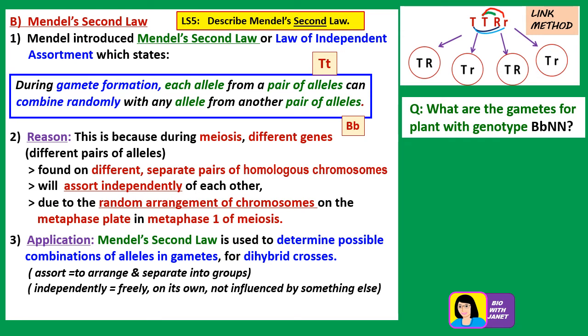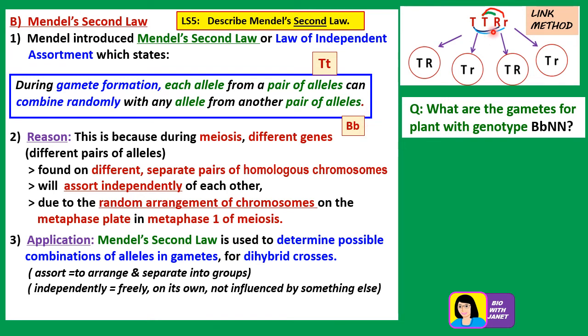Finally, as a conclusion, let's look at Mendel's second law. Mendel introduced Mendel's second law, or the law of independent assortment, which is related to dihybrid inheritance. It states that during gamete formation, each allele from a pair of alleles, such as big T, small t, can combine randomly with any allele from another pair of alleles, such as big B, small b. This is for dihybrid inheritance.